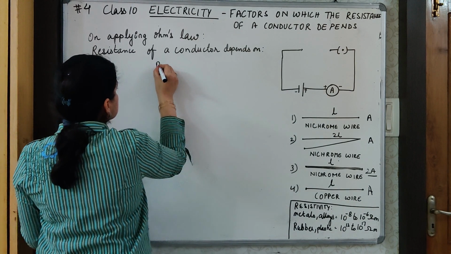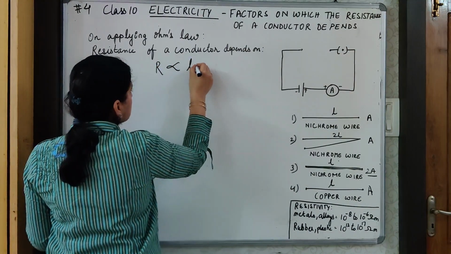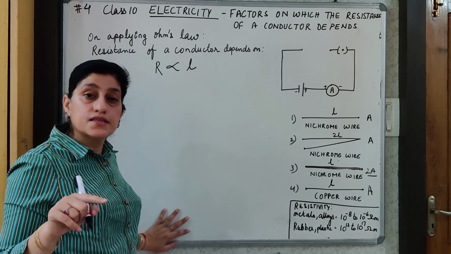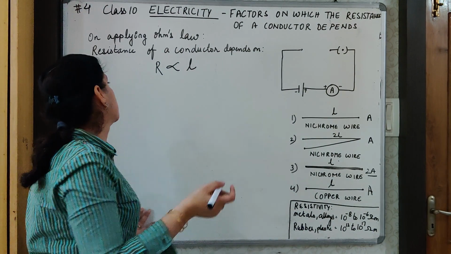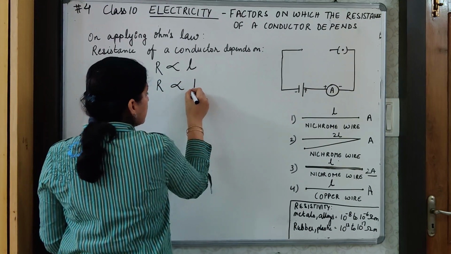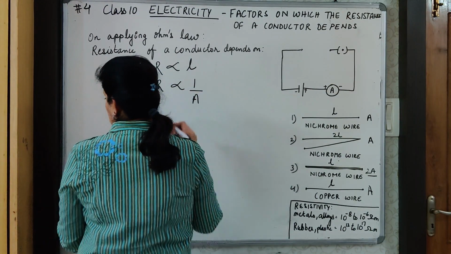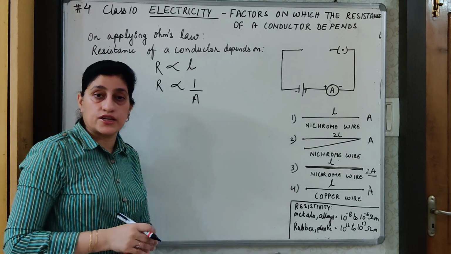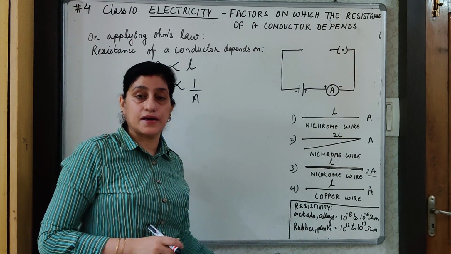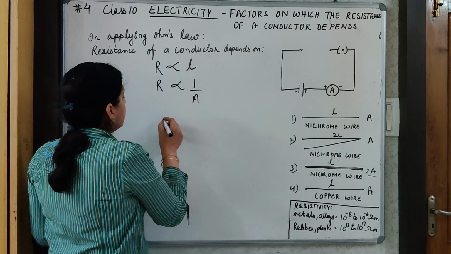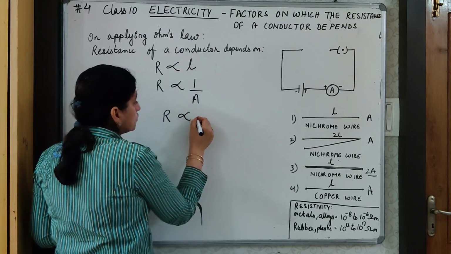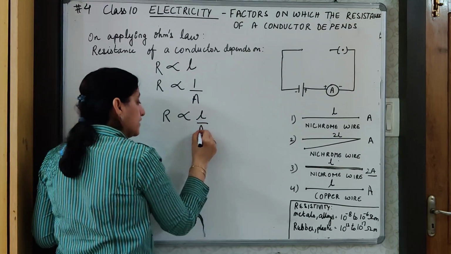the resistance is directly proportional to the length. If the length increases, the resistance also increases. It is seen that the resistance is inversely proportional to the area of cross section. Okay, so this is the conclusion from this experiment. And we get here, if I combine the two, I get R is proportional to L upon A.